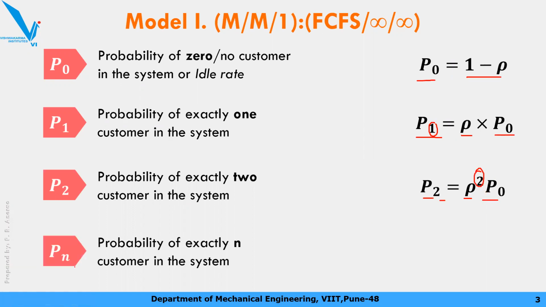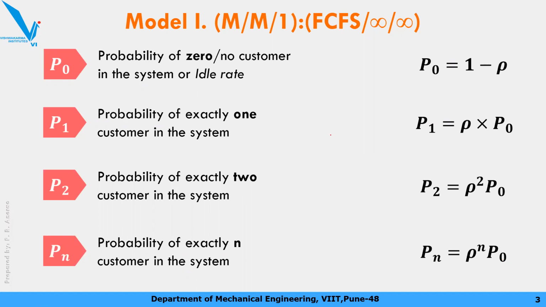If you are dealing with the probability of exactly n customers in the system, so Pn, you have to calculate for exactly n number of customers, so there should be n rhos, rho raised to n into P0. This way you can easily remember the formula. So Pn, probability of having exactly n customers in the system, is rho raised to n into P0.